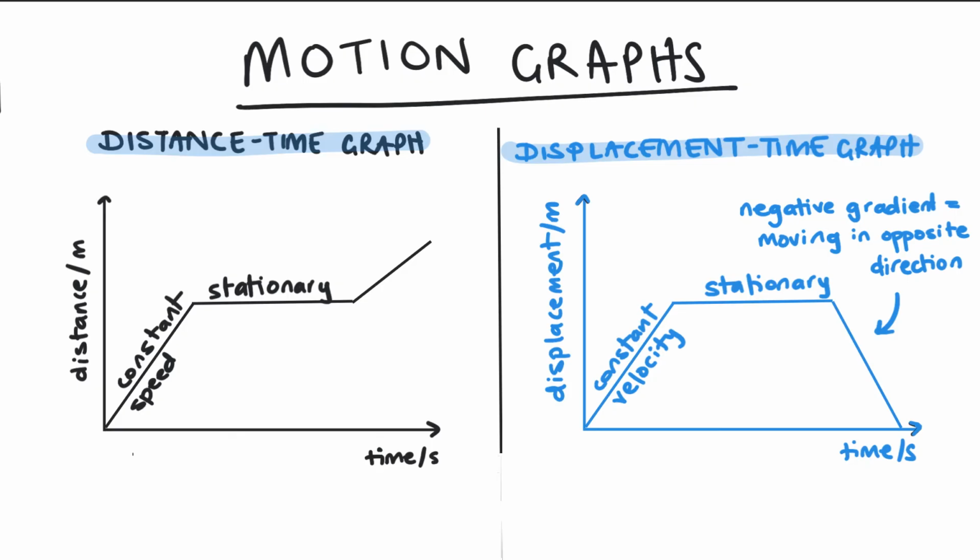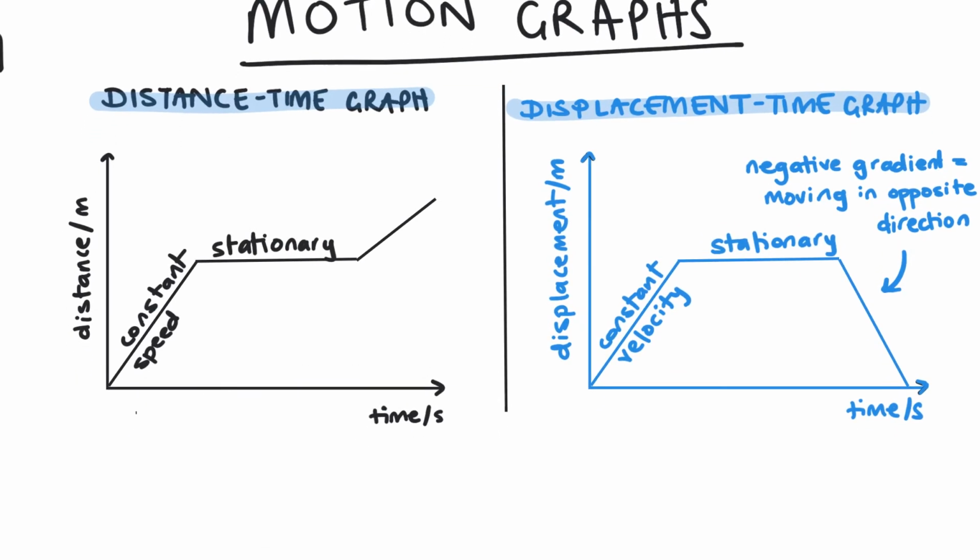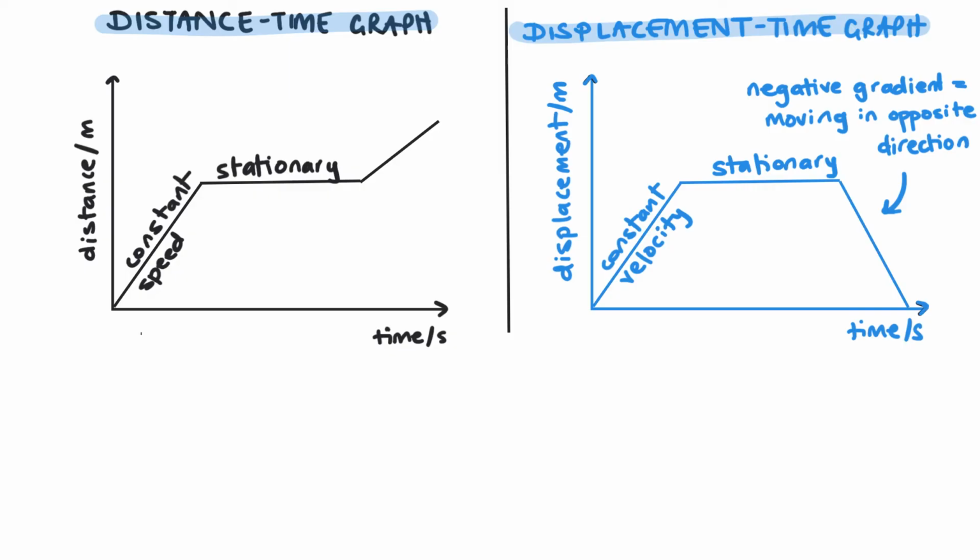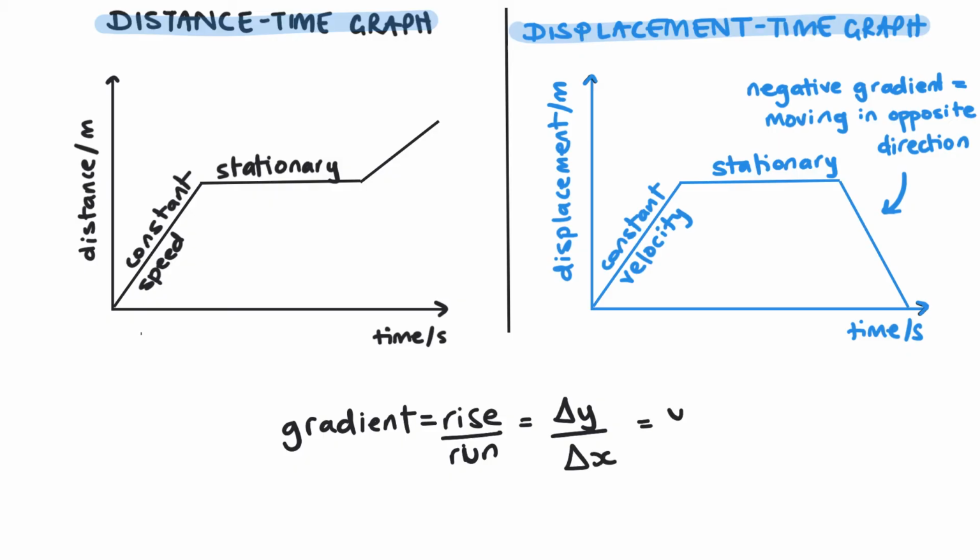So you could be asked to actually work out what the constant speed or the constant velocity is from these graphs. And to do that, we need to work out the gradient. Now there's a few different ways of working out the gradient, but the most straightforward way of doing it is to say that the gradient is equal to rise over run. Now other ways that might appear is we could say the change in y, so delta y divided by delta x, the change in x. Or you might know it as y2 minus y1 divided by x2 minus x1.